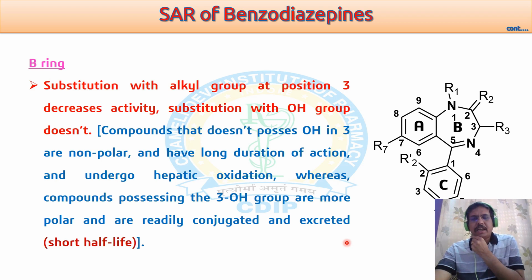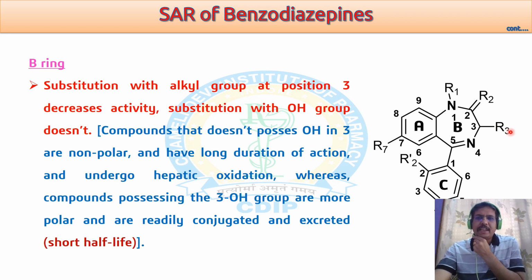the different types of benzodiazepine derivatives undergo phase 1 transformation predominantly at this C3 position. In phase 1 they go for oxidation and incorporate the hydroxy group, and subsequently this hydroxy group undergoes glucuronic acid conjugation and is excreted in the urine.